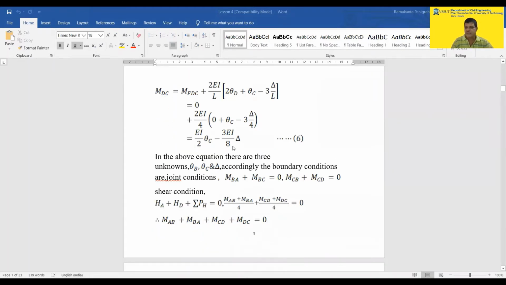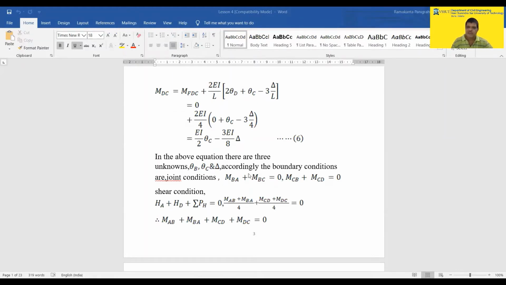Now once you find these fixed end moments and the moments at different joints for the different spans, we will go to joint equilibrium. Now, what are the unknowns in this problem? The unknowns in the problem, or the equations, are written in terms of theta B, theta C, and delta. There are three different unknowns to be found out. So for three different unknowns, you should have three equations.